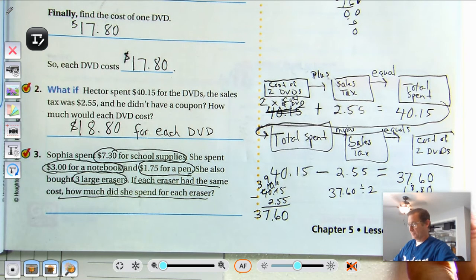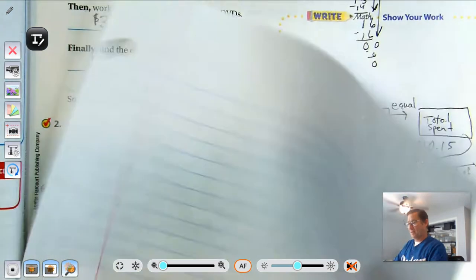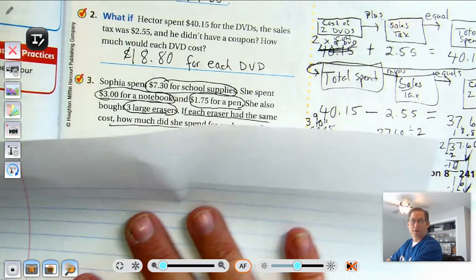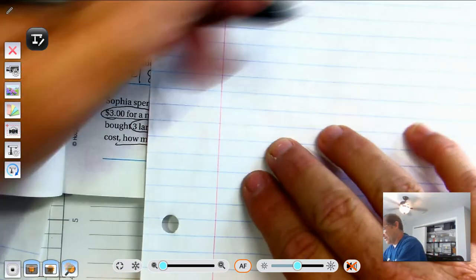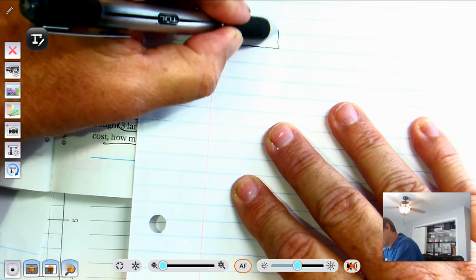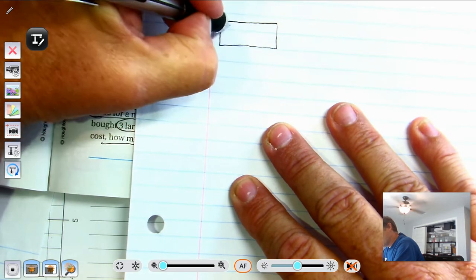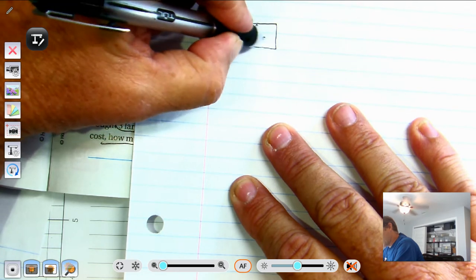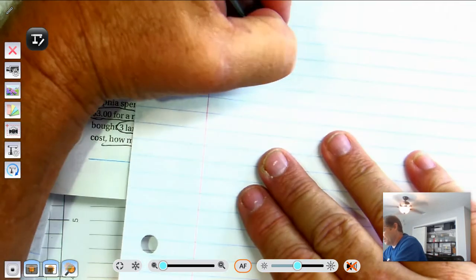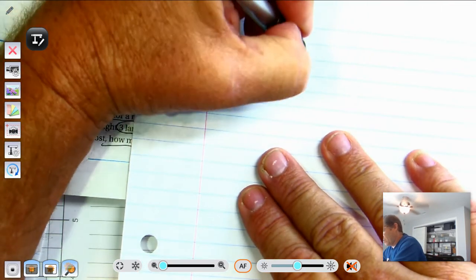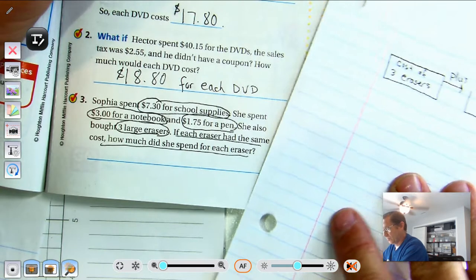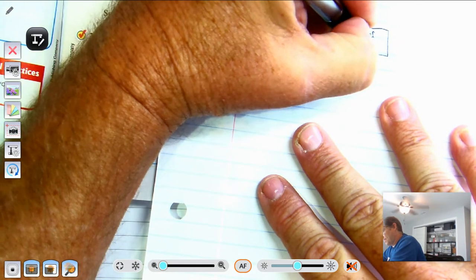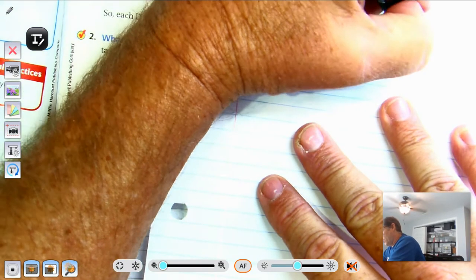All right, so let's go ahead and draw a flow chart for that. So how did she get to $7.30? Well, the first thing she did was, we're going to say the cost of 3 erasers, plus what? Well, she also bought a pen. And she bought a notebook.